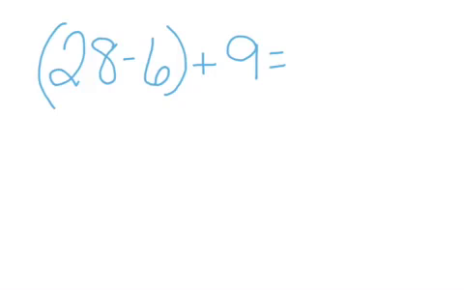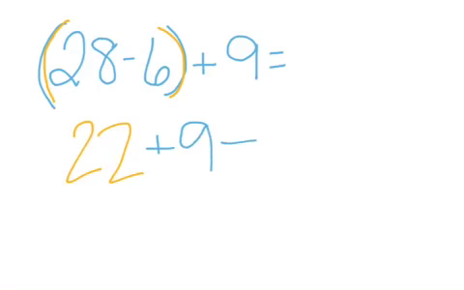Alright, so let's look at how parentheses work. So, parentheses in a problem, remember that it indicates what's going to go first. So we have parentheses around the 28 and the 6. So we're going to do 28 minus 6 first. So 28 minus 6 would get us to 22. We would bring down the plus 9, and then 22 plus 9 would be 31.